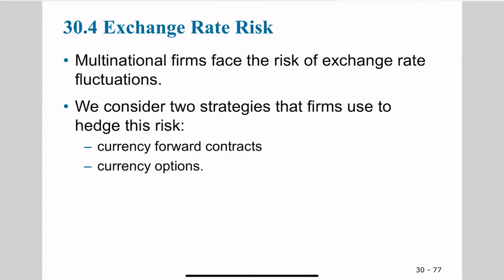So in the last class, we discussed how firms can hedge against commodity risk. In this class, we will talk about how firms can hedge against exchange rate risk. And we will mainly talk about two methods. The first one is that the firm can use currency forward contracts to hedge against currency risk. And the second is that the firm can use currency options to hedge against currency risks.